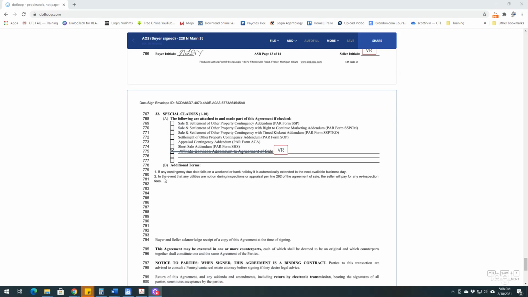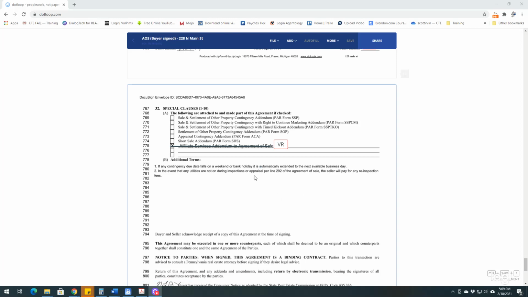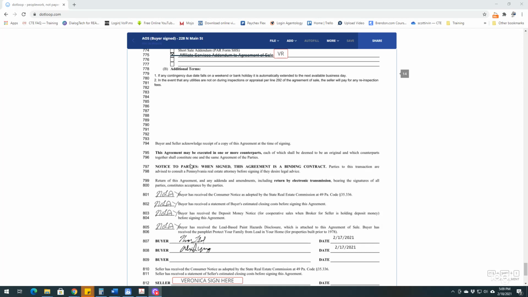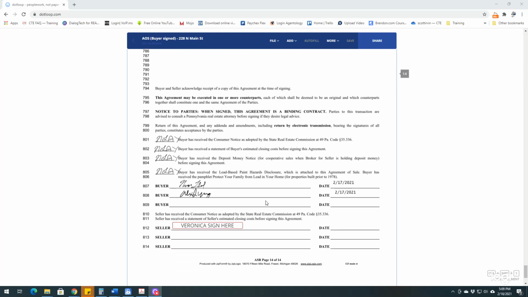This one here has that if any contingency due date falls on the weekend or bank holiday, it is automatically extended to the next available business day, because in the contract, days are counted regardless of whether they're holidays or weekend days. So this here is just extending those days so they don't have to deal with it on the weekend. And then you have here that the buyer received the following things they initialed, and then the signatures of each party.